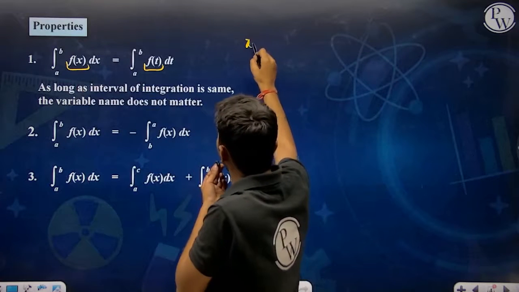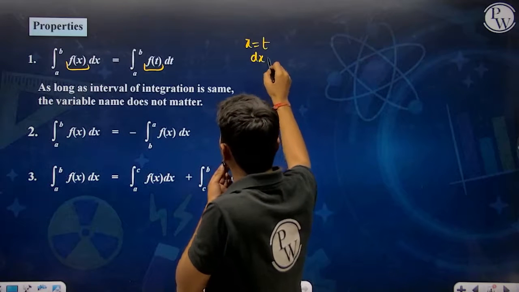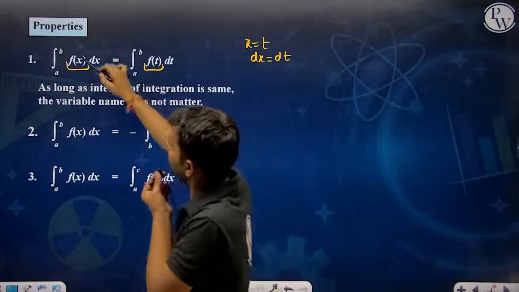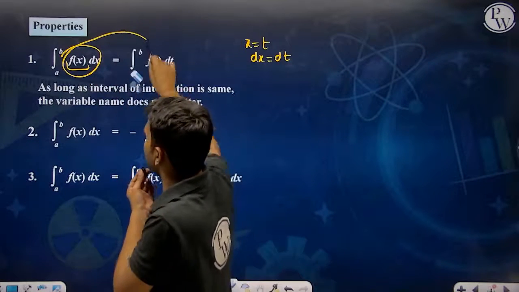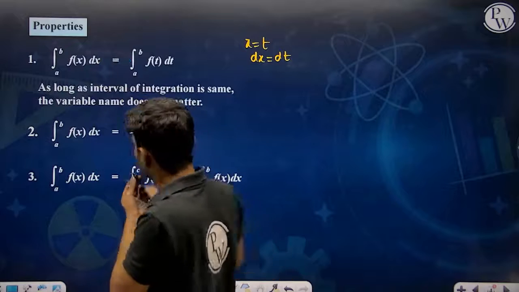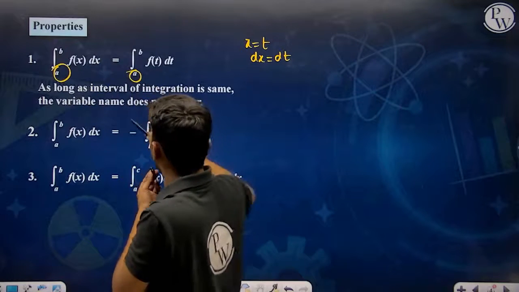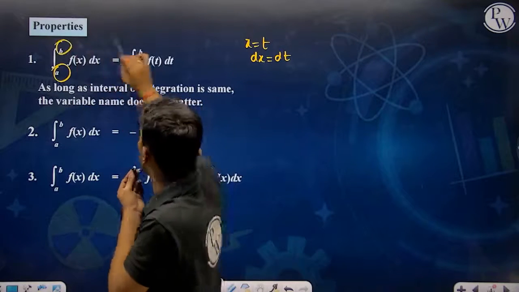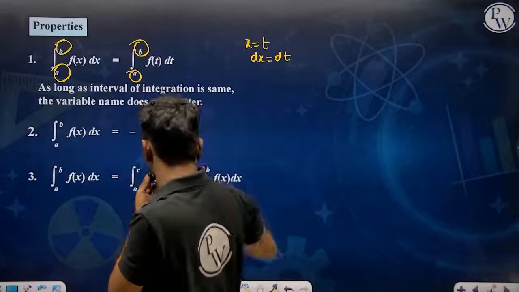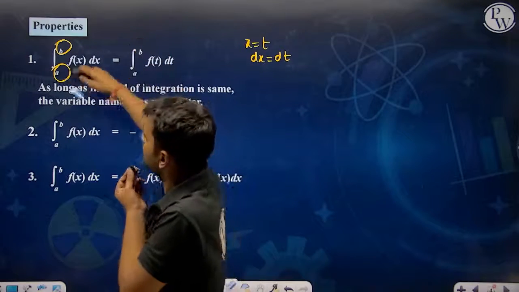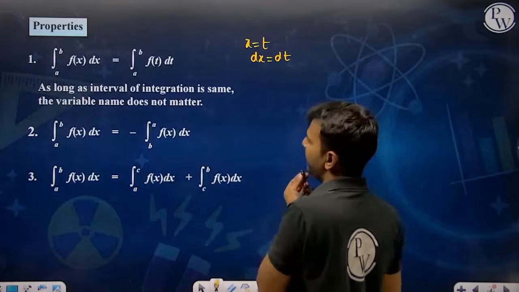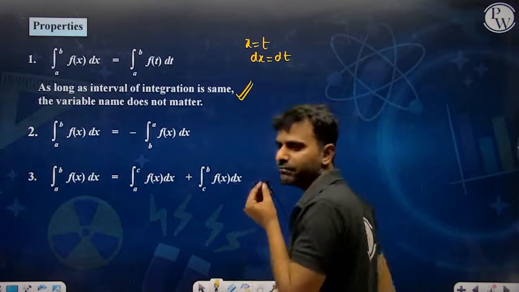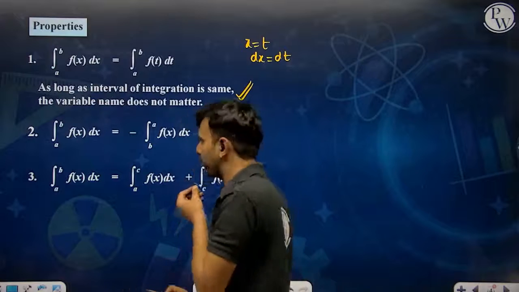So if x has been replaced by t, then dx is going to be nothing but dt. So this entire expression will now become f of t dt, and earlier x was equal to a, so now t will also remain a, and if x is equal to b, at that value t is also going to be b, so the limits remain the same. So what's there in a name? As long as the interval of integration is the same, the variable name does not matter, is the property.